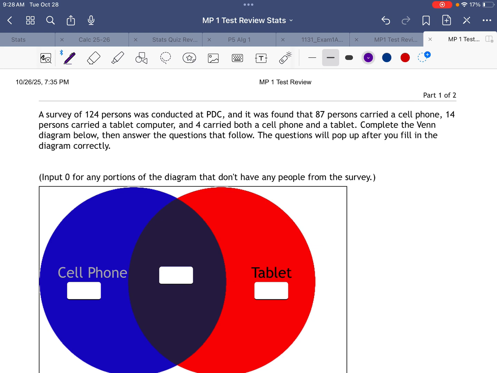For this next question, a survey of 124 people was conducted at PDC. It was found that 87 persons, which is a weird way to phrase this, I would have said 87 people, carried a cell phone, 14 people carried a tablet, and 4 carried both. So they want us to complete the Venn diagram.